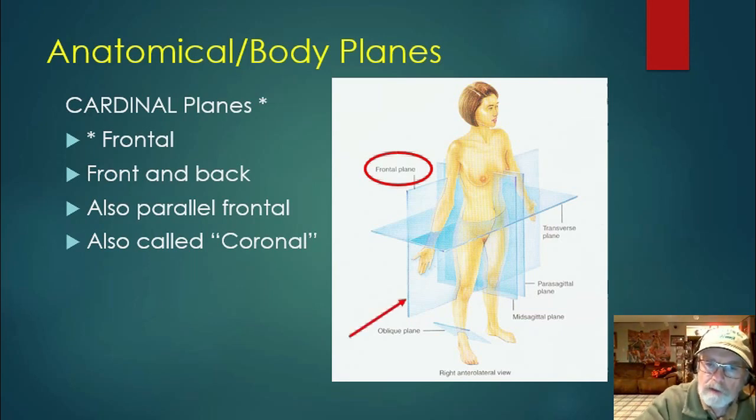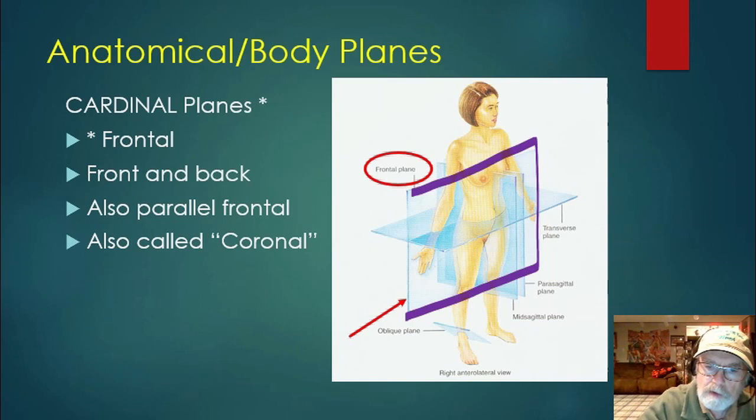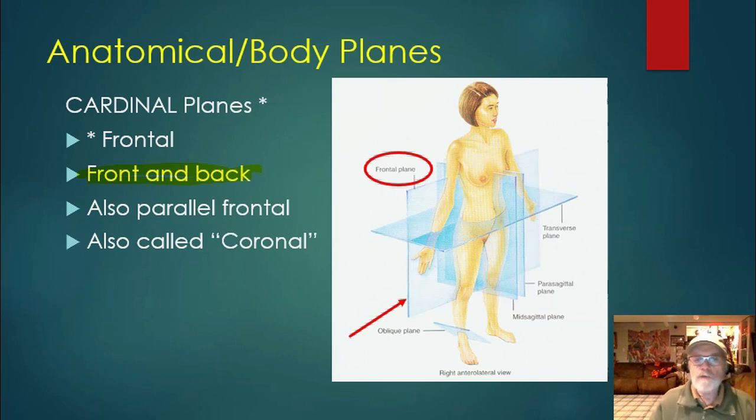Now the frontal plane is going this way, this way, this way, this way, and it's dividing the body into a front and a back. Okay, so now we have a front and the back through this frontal plane. This frontal plane is also called the coronal plane. So if you do see the word coronal, coronal also means the frontal plane. It divides the body into a front half and a back half.